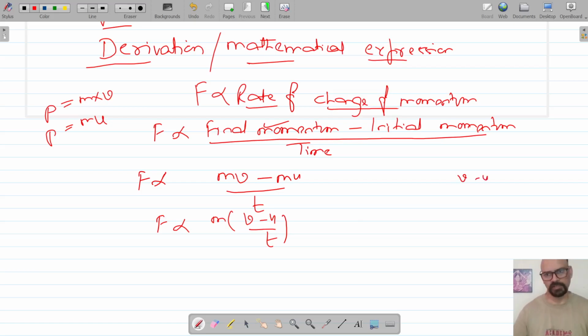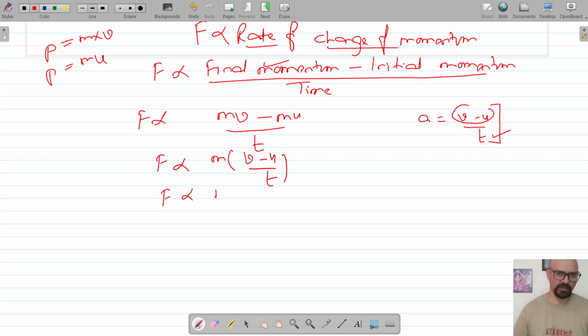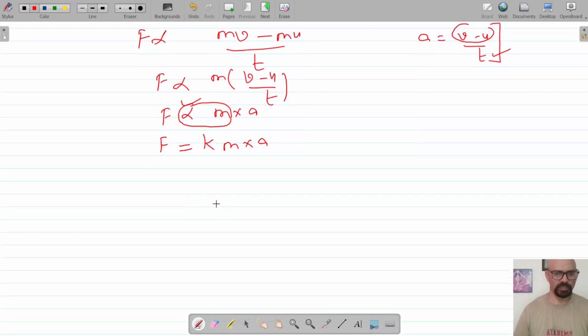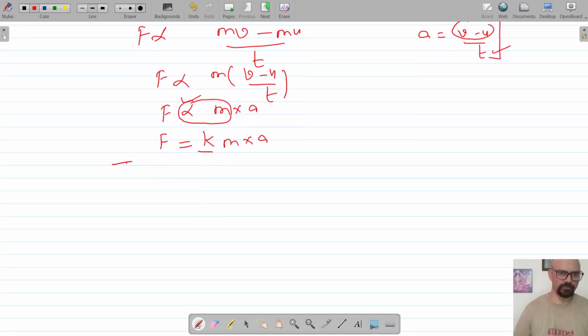Now we know that the change in velocity divided by time is the rate of change of velocity, which is equal to acceleration. So we can write that F is directly proportional to m into a, and let's put in a constant here. If you remove the proportional sign, that would be equal to m into a. In this case, for the constant of proportionality, if you put k equal to 1, our mathematical formula from Newton's second law becomes F equals m into a.